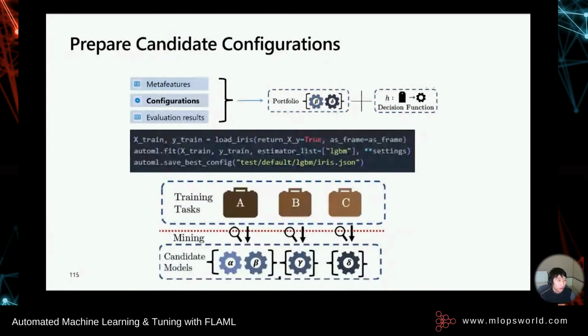And next, we need to prepare the candidate configurations. We can extract the best configurations for each task in our collection of training tasks by running FLAML on each of them with a long enough budget, and save the best configuration in the JSON file. And that gives us one candidate configuration. If you do this for every task, you will have a set of candidate configurations. You can also use multiple configurations per dataset.